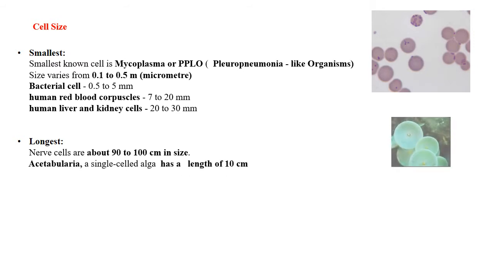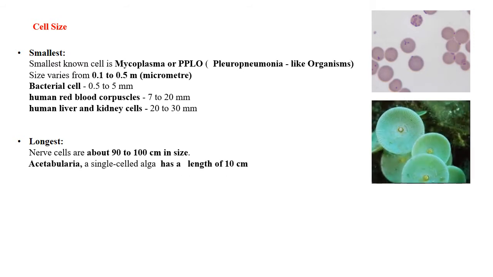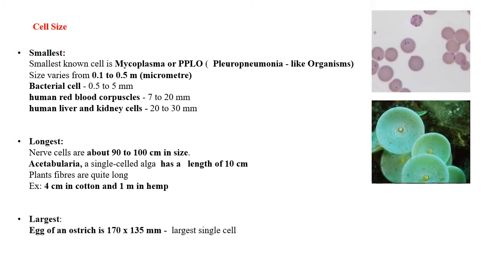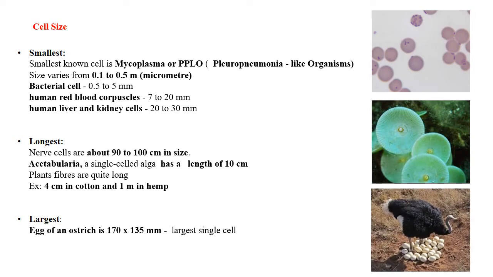Acetabularia, a single-celled alga, has a length of 10 centimeters. In plants, fibers are quite long. For example, 4 centimeters in cotton and 1 meter in hemp. Largest. The largest cells are bird eggs. The egg of an ostrich is 170 by 135 mm, which is the largest single cell, and that of a hen is 60 by 45 mm. Human female ovum is about 0.1 mm in diameter.